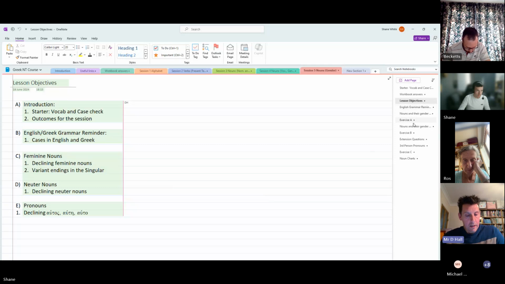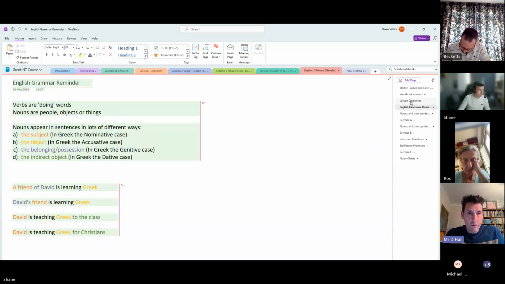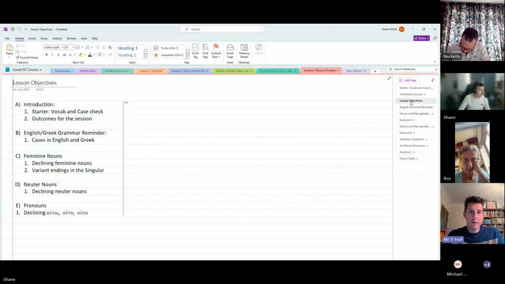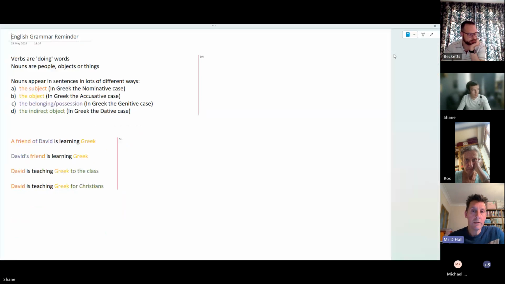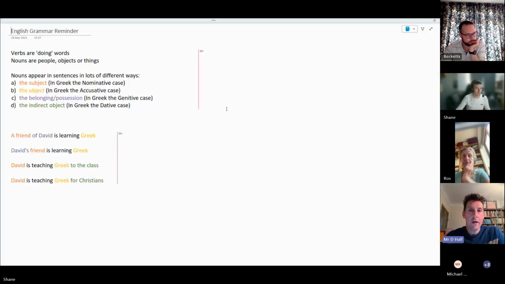All right. Maybe if we go on to part B, just to remind you, we had to look at this slide, and you can just look at it again. So you'll remember, and I've mentioned this a little bit so far, verbs are doing words. Generally speaking, we are then looking at nouns, which are people, objects, or things. And we build up our sentences, that basic sentence, which we have, which is a subject.